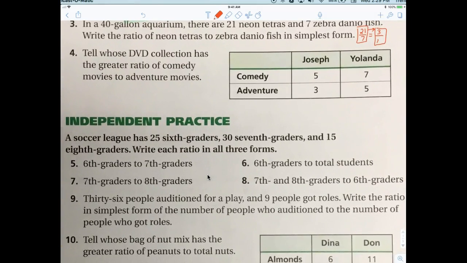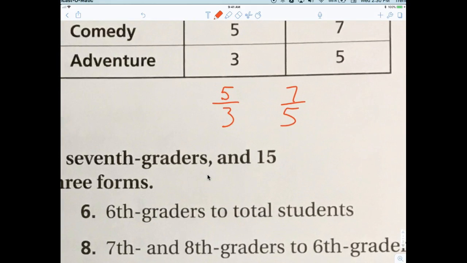Tell whose DVD collection has the greater ratio of comedy movies to adventure. So right now Joseph has a ratio of what? 5 over 3. And Yolanda has what? 7 over 5. Now you got to tell me what fraction is bigger. 7 over 5. But I'm not going to just accept that answer.